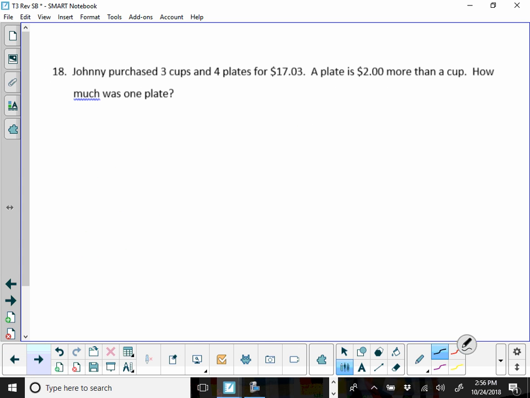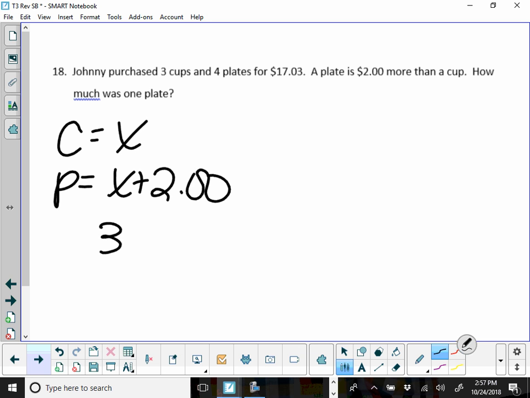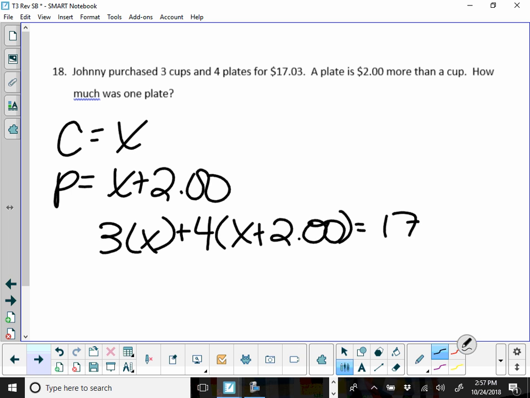All right, and number 18, same thing. I'm just going to set it up for you. Johnny purchased 3 cups and 4 plates for $17.03. A plate is 2 more than a cup, so your cup is your x. Your plate is x plus $2. So he bought 3 cups and 4 plates, and that equaled $17.03. So from here, you would distribute and combine your like terms and then solve to give me x. And they do ask for the plate, so you'll have to add $2 to what you get.